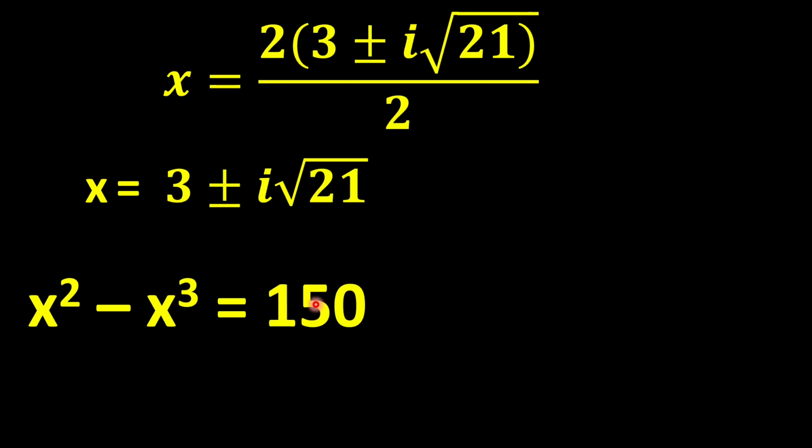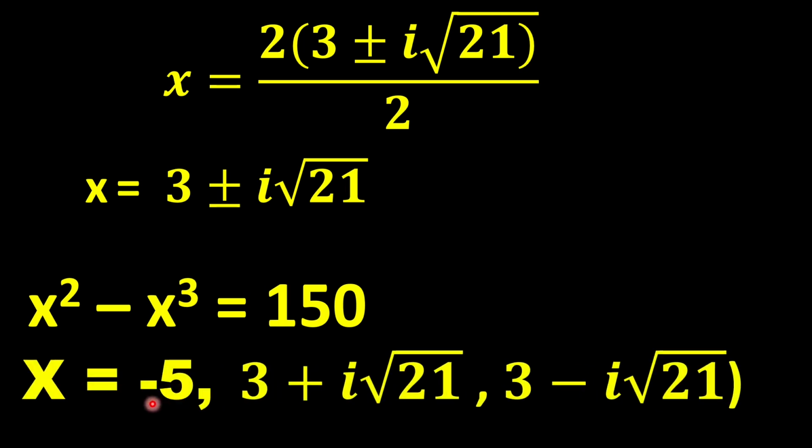And now we have 3 roots of this equation, which is x equal to minus 5, which we have determined earlier. And then we have these 2 values, which are 3 plus iota under root 21 and 3 minus iota square root of 21. So this was the solution of this question.